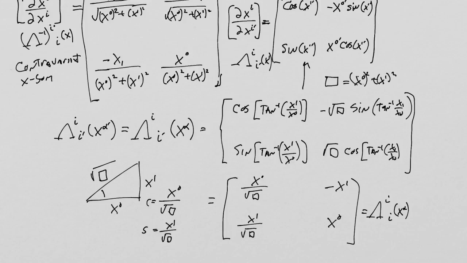Now let's use this to actually transform a real tensor. And the one we're going to choose is going to exemplify what we're trying to show here. We're going to transform the tensor Q, where Q equals dx0 tensor product dx1 minus dx1 tensor product dx0. That's the tensor we're going to transform.